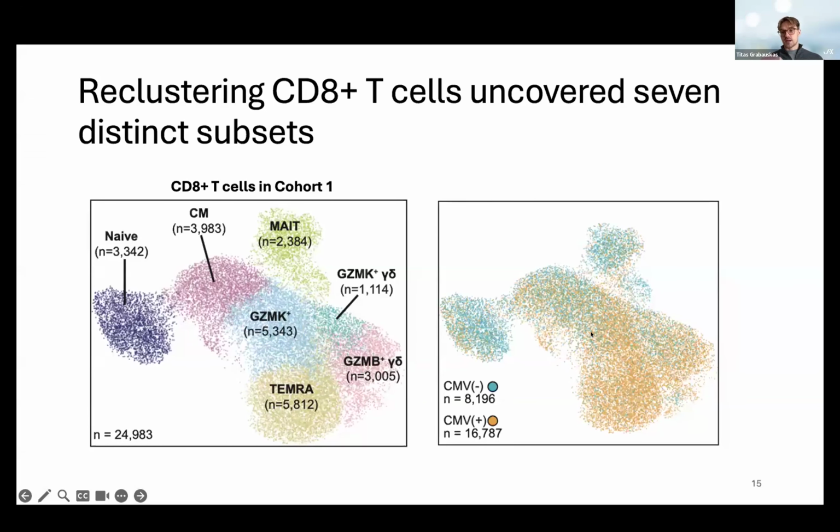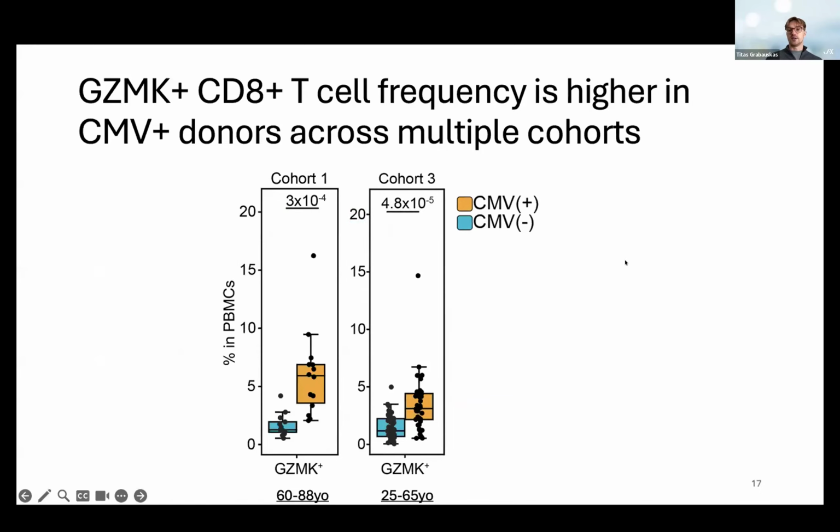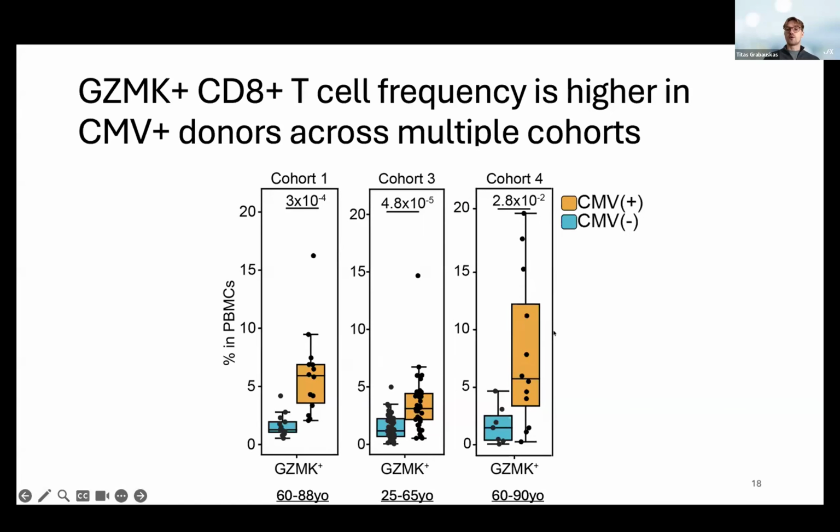What I did next was quantify the frequency of the subset at the donor level in this age-matched cohort, and you can see that indeed the GZMK subset is increased in frequency. Because we have multiple cohorts, I get to cross-validate these results in a younger adult cohort, 25 to 65-year-olds. Again, orange is CMV positive, and the CMV positives and negatives here are age-matched, showing the same significant finding. Another cohort, cohort 4, again shows an increase in frequency of the GZMK positive CD8 T cells.